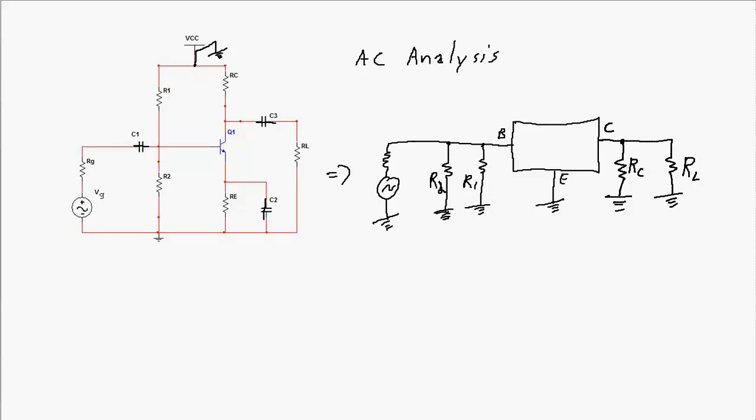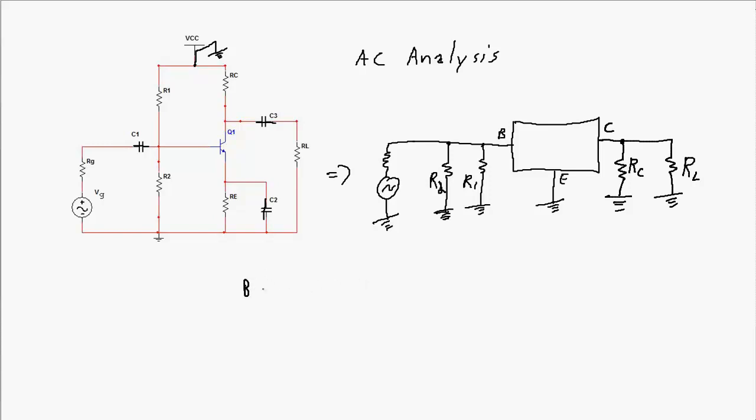The other thing that I need to do is figure out the AC model, or determine which AC model I'm going to use for my BJT. The simplest model, and one that is quite effective at modeling a transistor, especially at lower frequencies, is called the T equivalent model. It has other names as well, but one of the names is the T equivalent model. And that model looks like this.